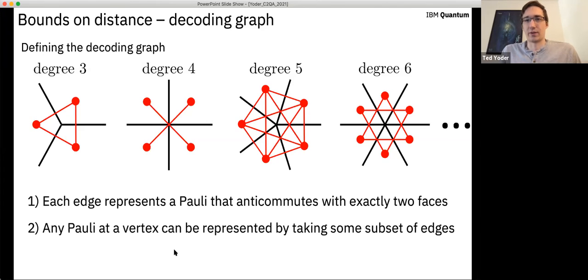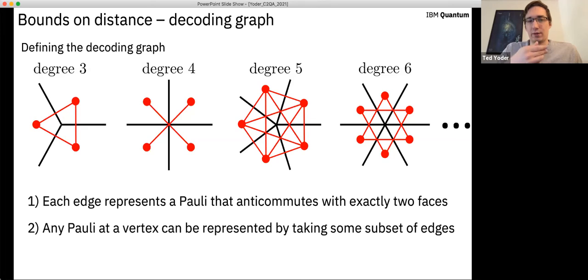So the decoding graph has a vertex for every face in the original graph. And then you connect these vertices as shown here. So around degree 3 vertices, there's this triangular connection. Around degree 4, you connect opposite vertices. Around degree 5, you connect everything. Around degree 6, you connect every other vertex. So in general, around even degree vertices, you connect every other vertex, and around odd degree, you connect everything.